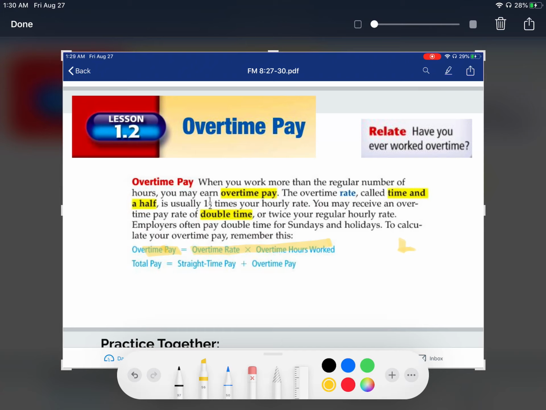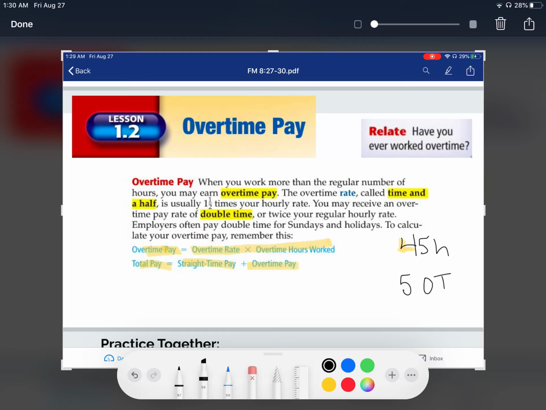For example, let's say you work 45 hours in 1 week. That means that you have 5 overtime hours. You don't have 45 overtime hours, you only have 5 overtime hours. It's how many hours you have over your regular hours, and for most of our examples, that's going to be 40 regular hours. We also are going to talk about your total pay. Your total pay is your straight time pay plus your overtime.